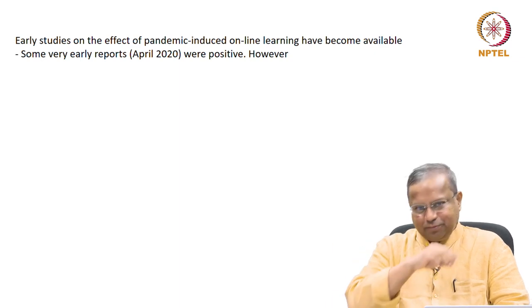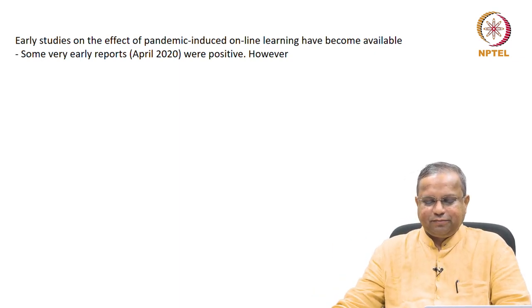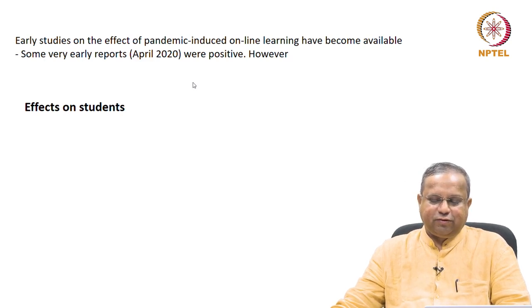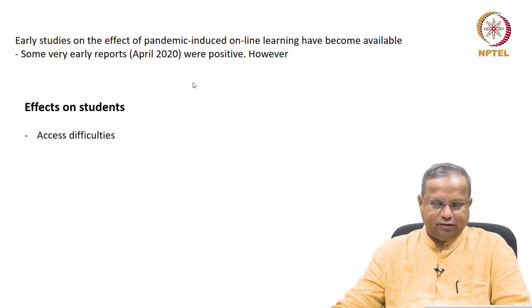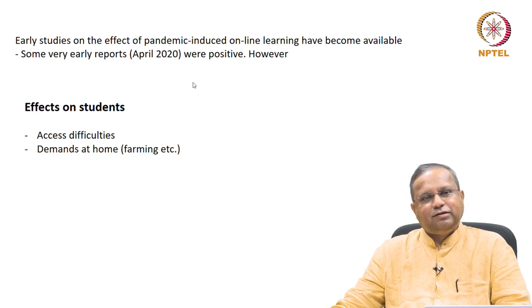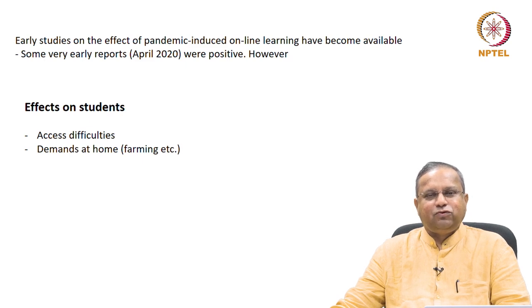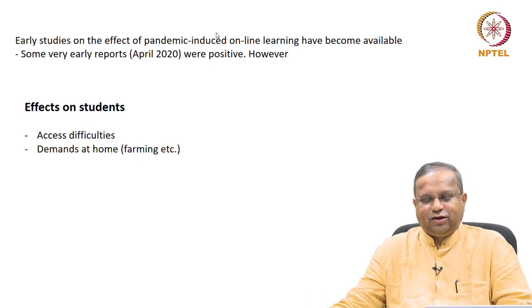But over time, people started realizing things. There were major effects on students. Some of them included access difficulties, of course, demands at home. I had a student who needed to go and work in the farm. Her father was an agriculturist. And initially, I didn't believe because the student wanted some postponement and things like that. Then I said, you know, get a note from your father. The father actually called and said, yes, whatever he says is true. Then I had to believe him.